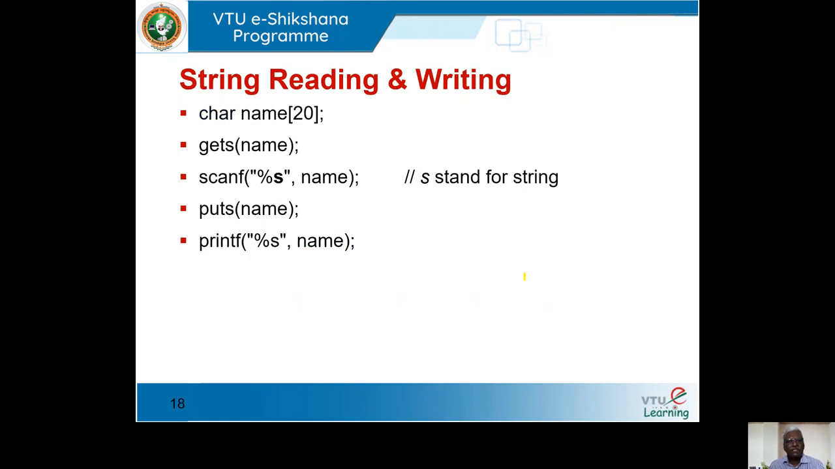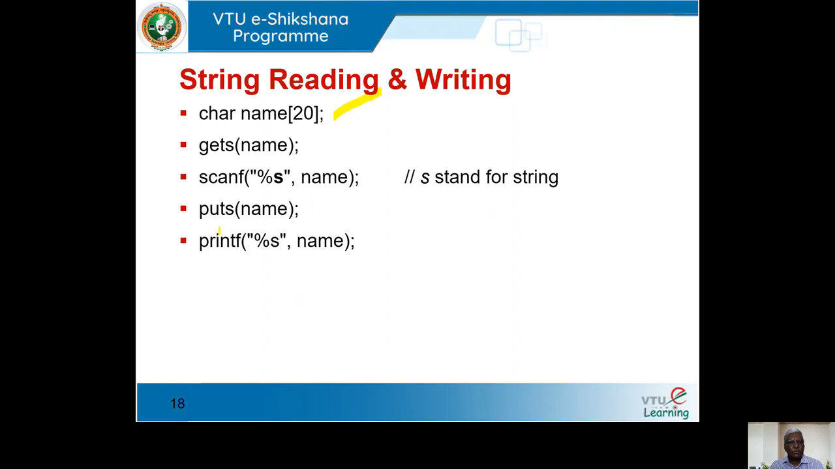Okay, so we can read the string and write in C language. For instance, you can use gets or scanf %s. Both have their own merits and demerits. When I declare this, that means I get the space for this name. I can read up to 20 characters, and I can use gets, or I can use scanf. Yes, s means string, is the format which is specified. And we don't use ampersand here.